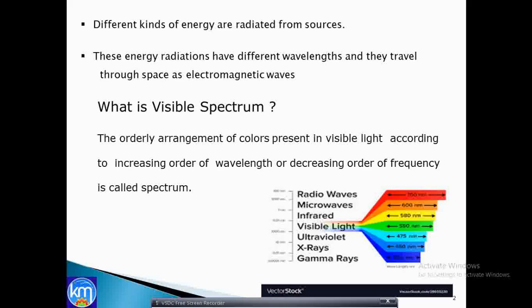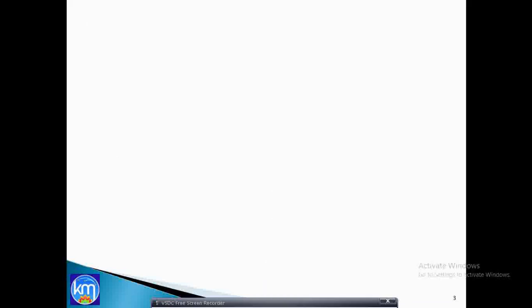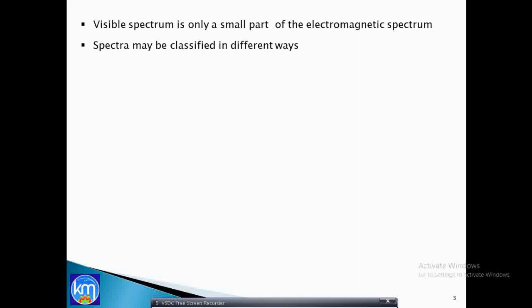Now let us see what are the different types of spectra that we can encounter. The visible spectrum, as I said, is only a very small part of the electromagnetic spectrum. This visible spectrum can be classified on the basis of appearance, or on the basis of wavelength, or on the basis of whether the source is an emitter or an absorber.